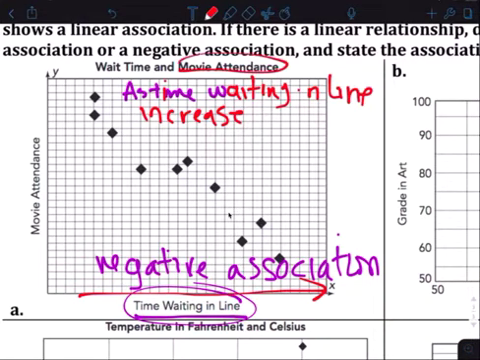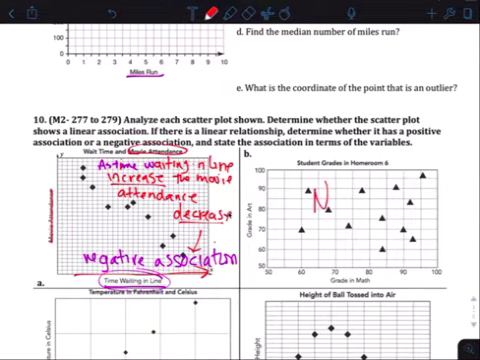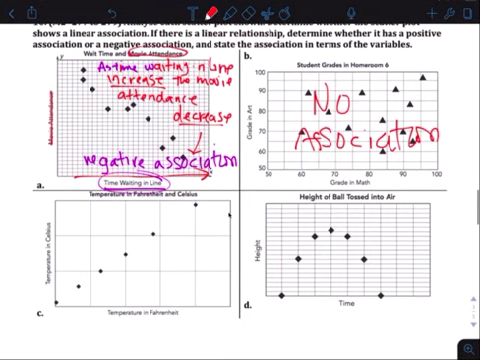This is for movie attendance. As time waiting increases, the movie attendance decreases. So one increases, the other one is decreasing. That's a negative association. Okay. This one has no association. There's no pattern to the graph. This one, don't even bother.